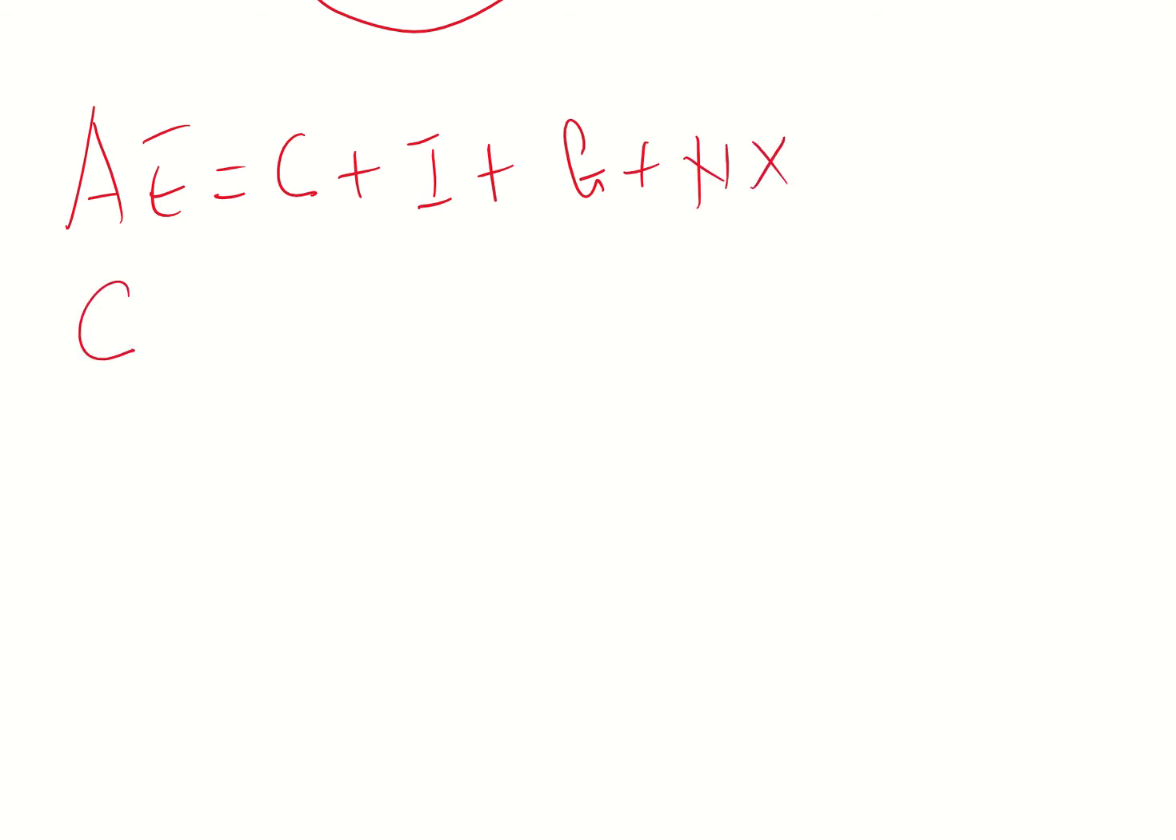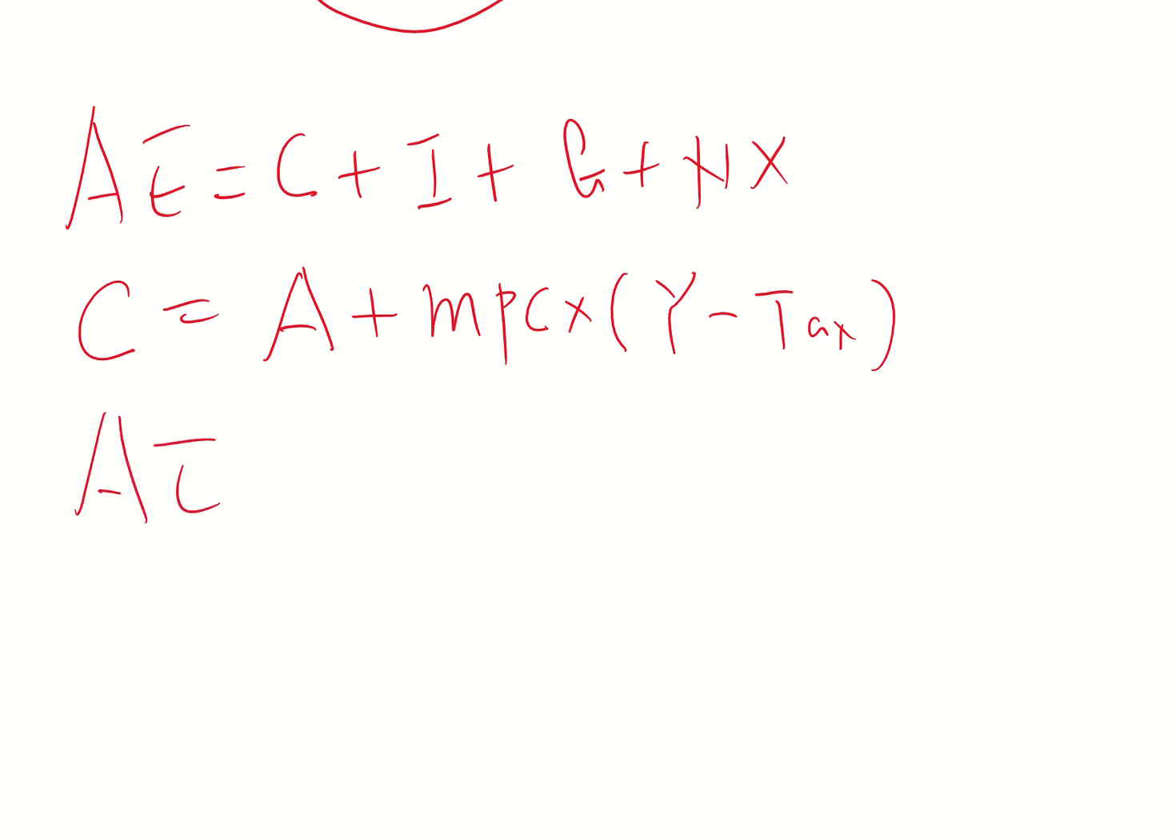Our consumption equals the autonomous consumption, so whatever spending you must make, on the necessities like your shelter, your food, your water, plus MPC times your income minus your tax. Okay, and then also we know that your aggregate expenditure equals your total income for the economy.